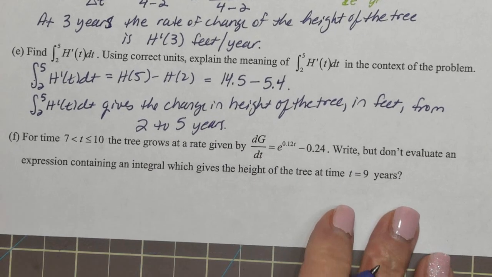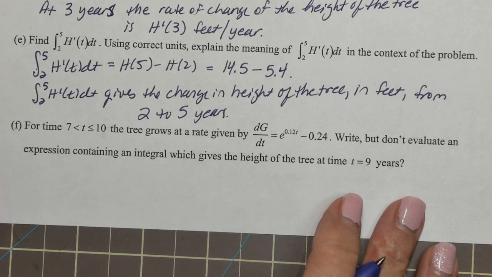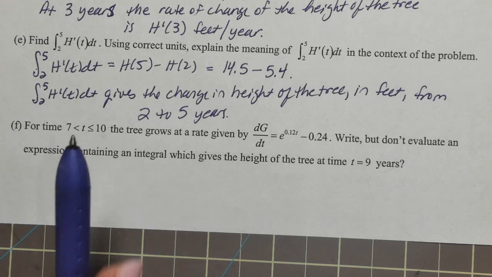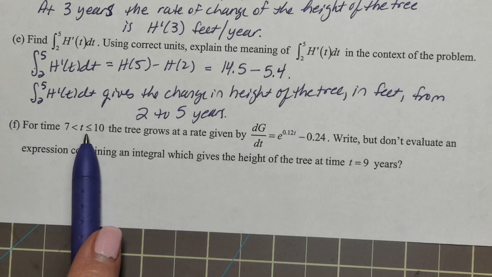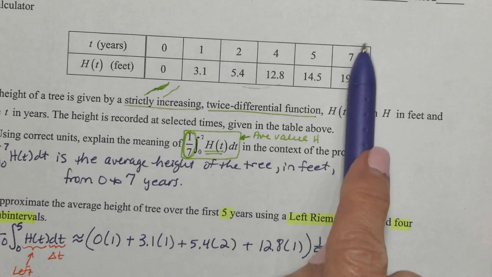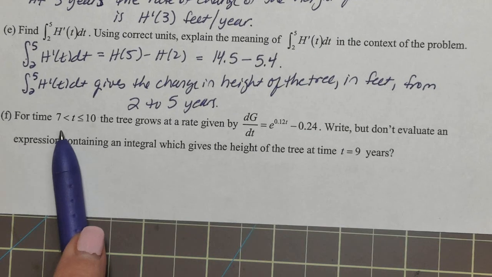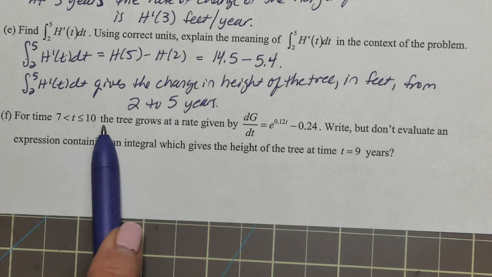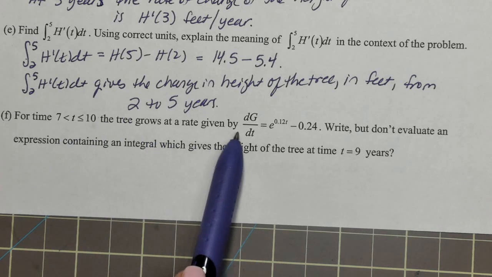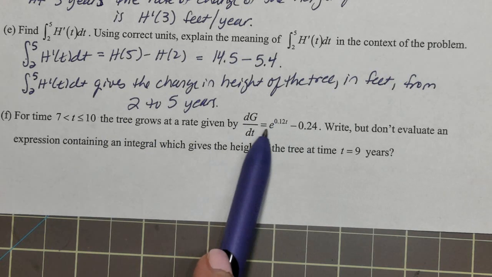Okay? Part F. Very common in a table, a data question, for the very last part to go above and beyond the times that were given in the table. Our table only goes to 7. Now we're told, okay, after 7, something is happening. So after time 7, the tree grows at a rate given by this function.